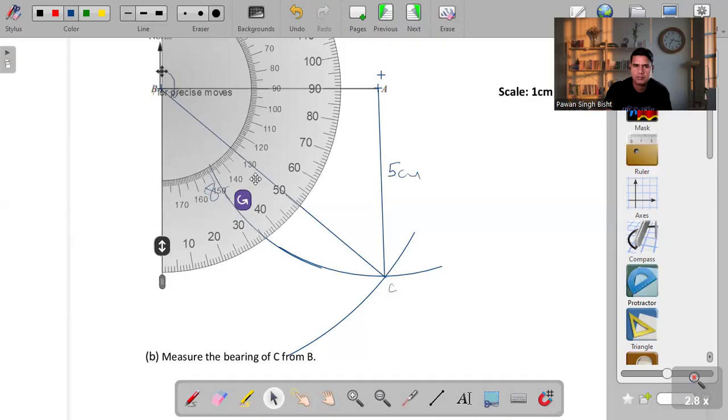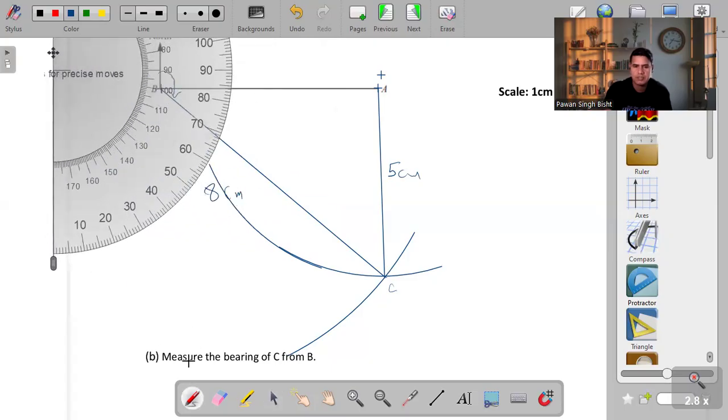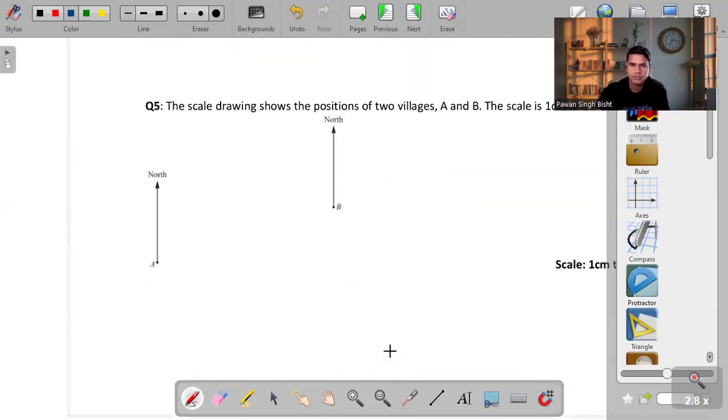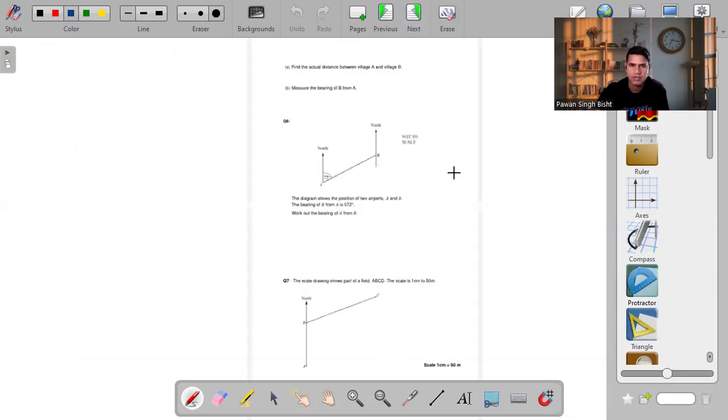You take a compass and you put it here, and you measure this angle. As you can see, this is approximately 130 degrees. So the bearing of C from B is 130 degrees. Understand? So you have to use a compass and protractor for bearing. I hope you understand question 5. I am leaving it for you to try. If you have a problem, let me know.